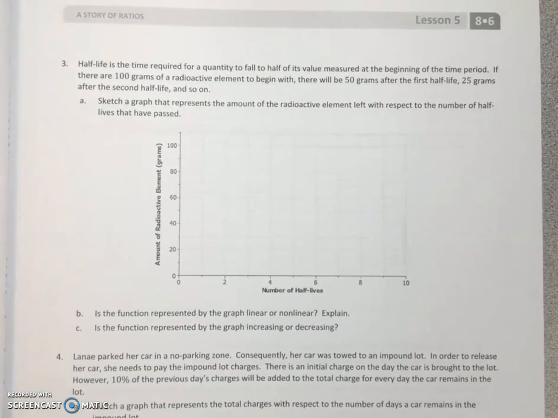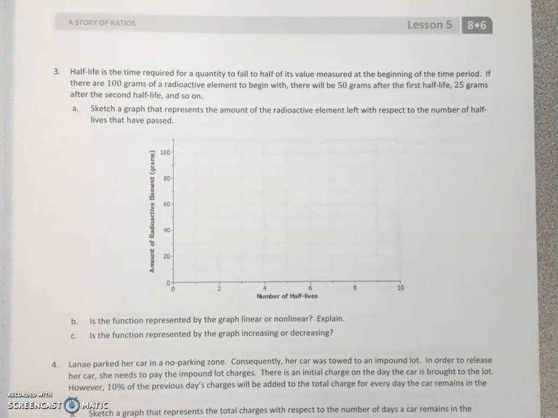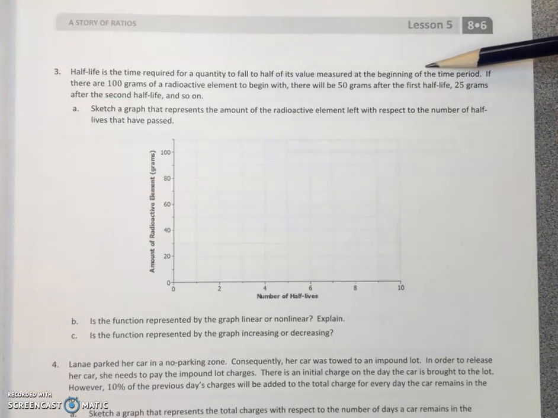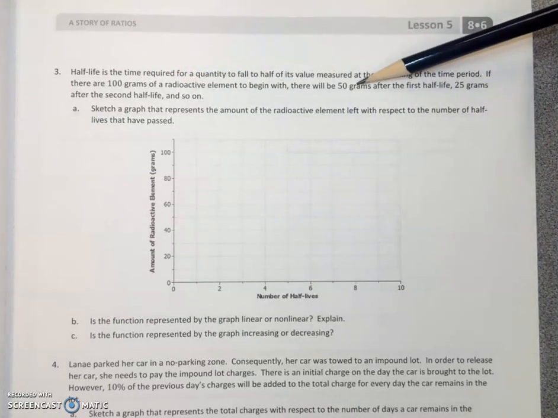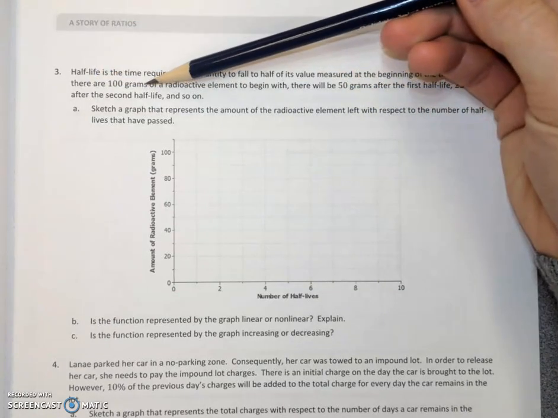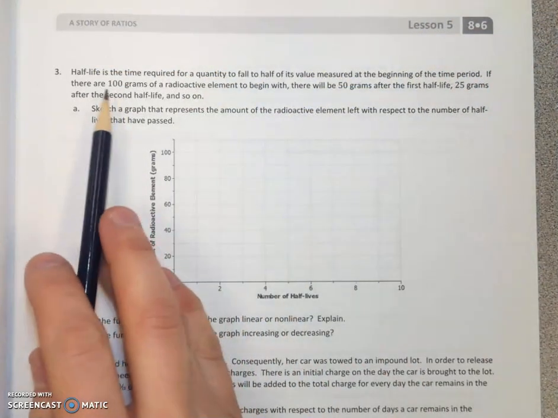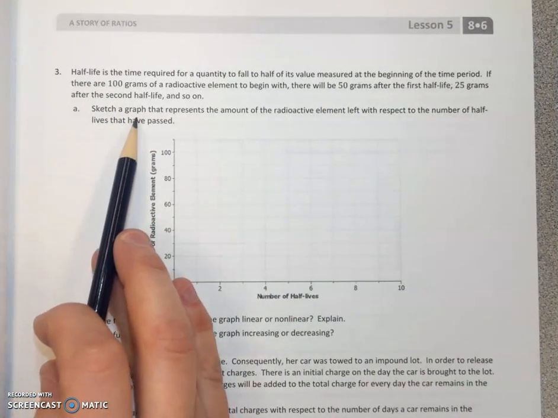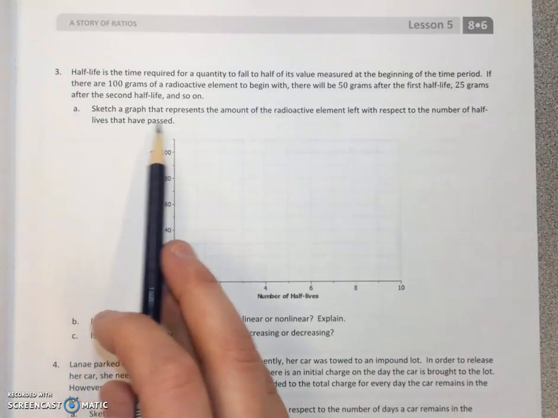So I'm going to go to number 3. Half-life is the time required for a quantity to fall to half of its value measured at the beginning of the time period. If there are 100 grams of radioactive element to begin with, there will be 50 grams after the first half-life, 25 grams after the second half-life, and so on. Okay, that's a lot of information. So if you need to reread that again to make sense of it, go ahead. But it wants us to sketch a graph that represents the amount of radioactive element left with respect to the number of half-lives that have passed.